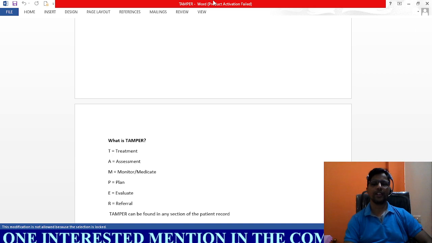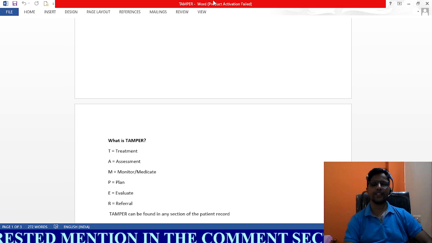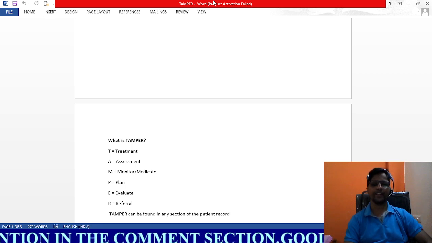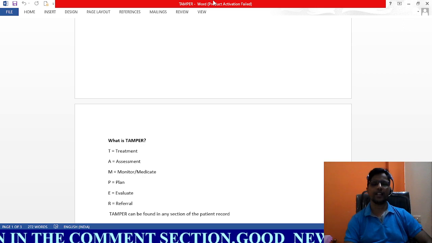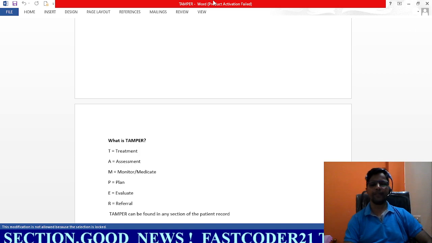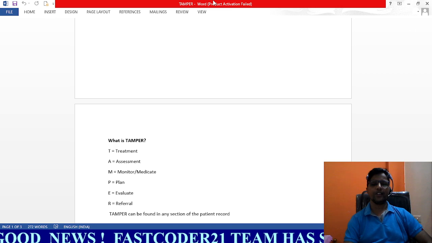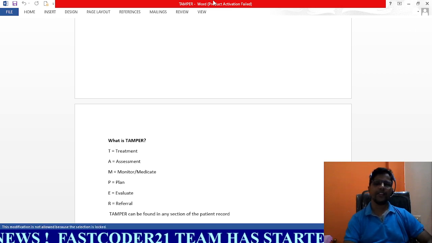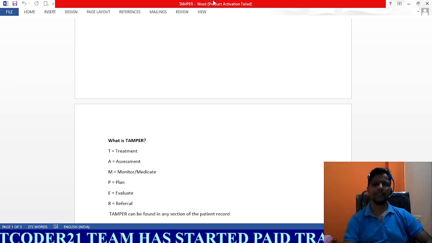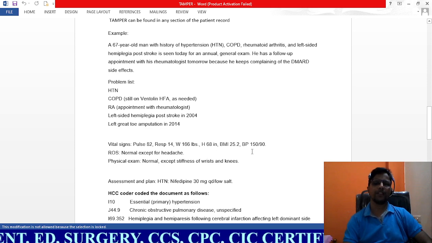So in order to code a chronic condition using TAMPER, we need to check whether the physician is providing any plan of care, as well as any referral for the condition which the patient is having. TAMPER can be found in any section of the patient's record. So wherever we find the chronic condition, we need to correlate the MEAT concept as well as the TAMPER concept in order to code that condition. So here we have an example scenario.